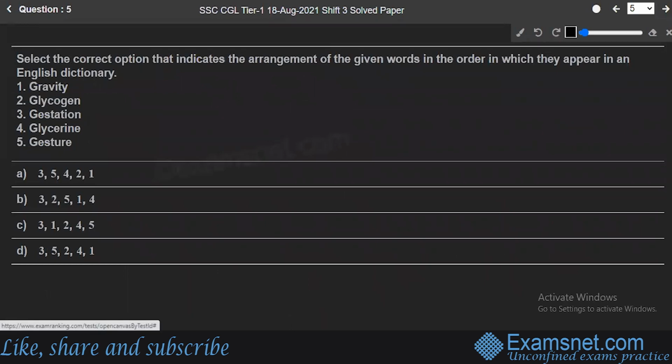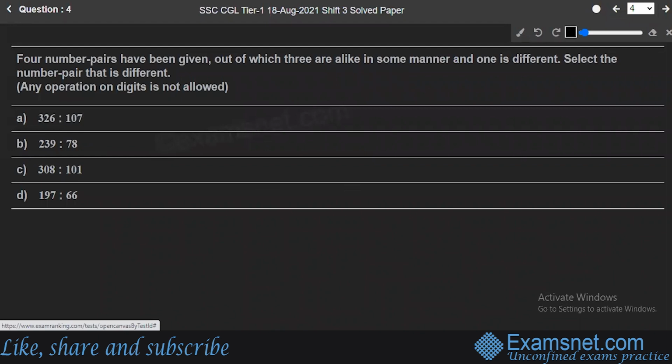So you have to select the correct option that indicates the arrangement. This is question number 4. 4 number pairs have been given, out of which 3 are alike in some manner and 1 is different. You have to select the number pair which is different. Any operation on digits is not allowed. So digits operation is not allowed, but we have to check which one is the odd one out. So let's check over here.